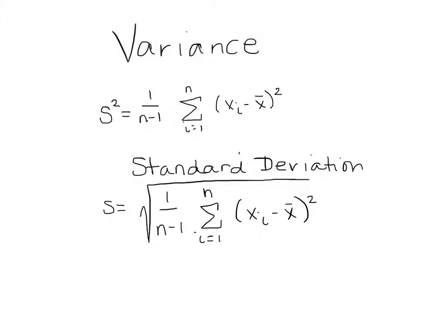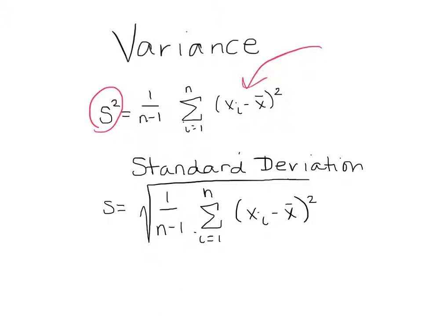So the variance is what we call S squared. What we do is we take all those deviations from the mean. We take each value of x. So x sub i: the first value is x sub 1, the second value is x sub 2, the third value is x sub 3, and the last value, or the nth value, is x sub n. We take each individual value, subtract the mean from it, and square it.